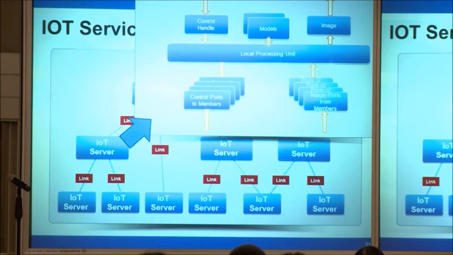After local processing, either a certain command or control signal is sent down to the members, or the information, which we call the image from the physical world, will be further sent up to other servers. At the same time, the local processing unit may also receive control information from upper layers, process it, and decide how to distribute the control information to different members.